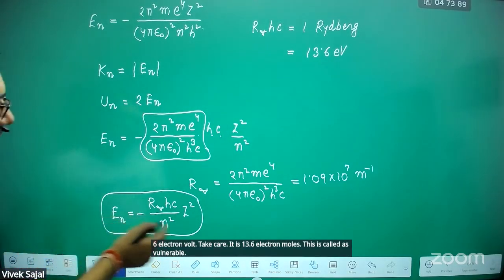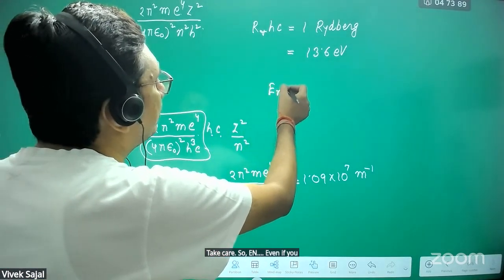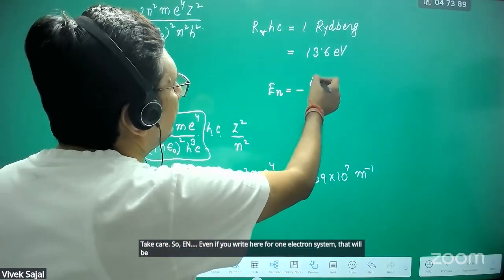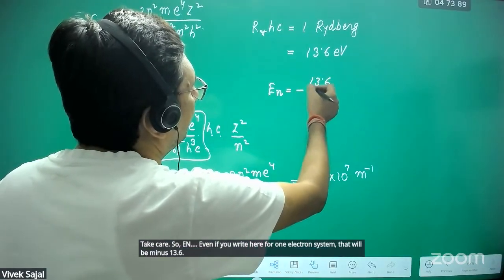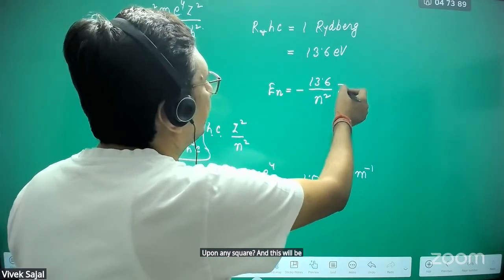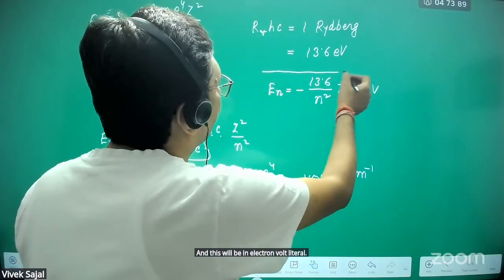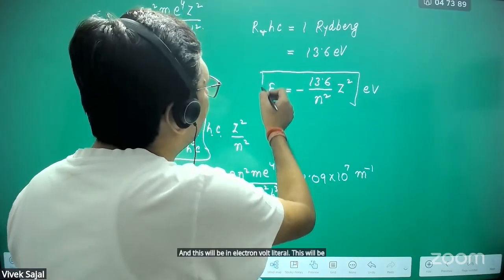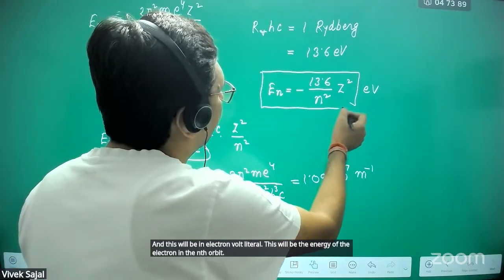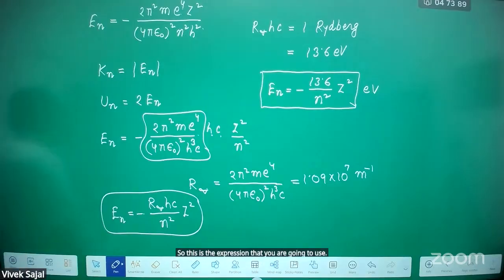ठीक है? So En, if you write here for a 1 electron system, that will be minus 13.6 upon n square, and this will be Z square, and this will be in electron volt. This will be the energy of the electron in the nth orbit. So this is the expression that you are going to use. Okay? This expression you are going to use. Next.